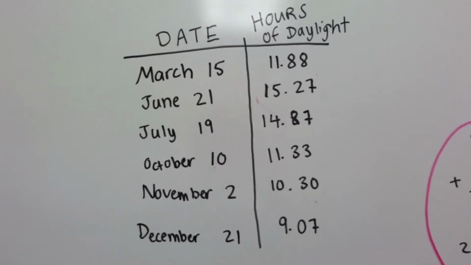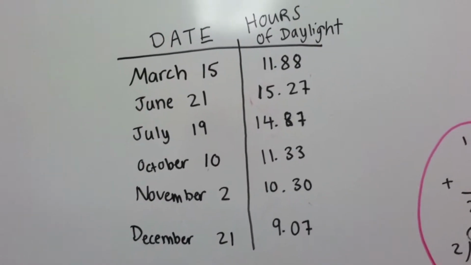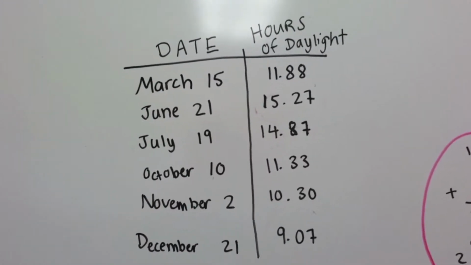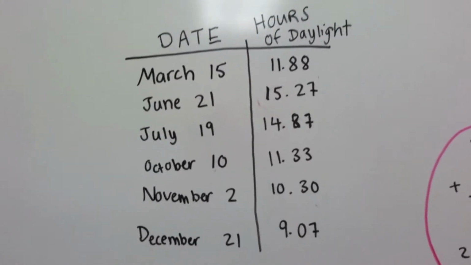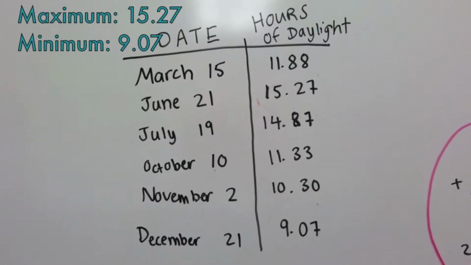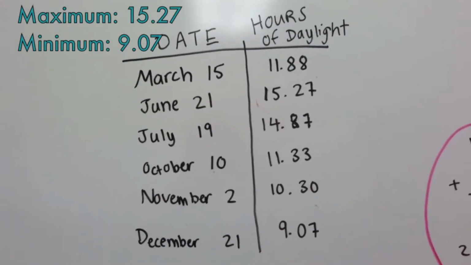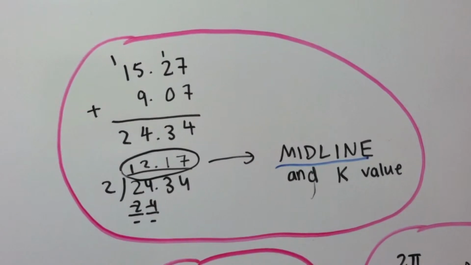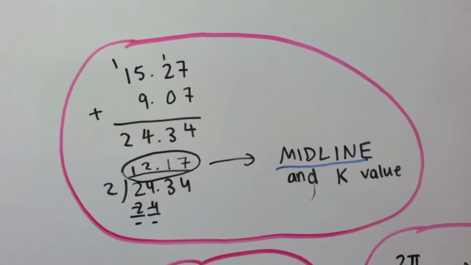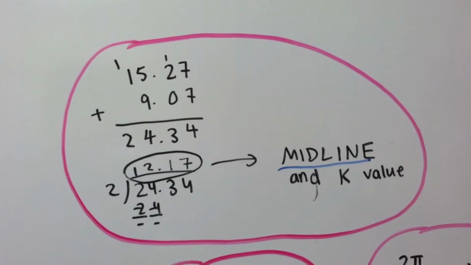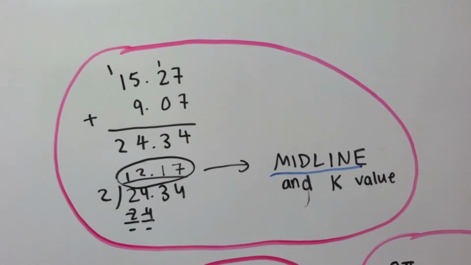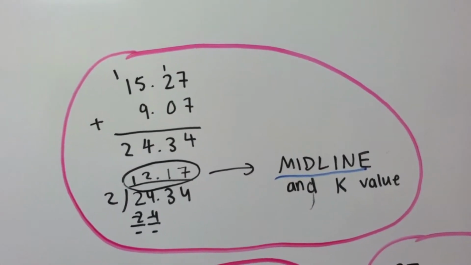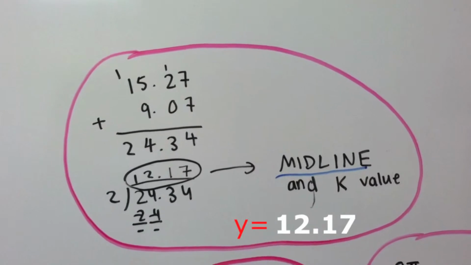the parameters. Looking at the data, we see that the most amount of daylight during the year is 15.27 hours, and the shortest amount of daylight is 9.07 hours. The values 9.07 and 15.27 represent the minimum and maximum amount of hours of daylight per day during the year. By averaging the maximum and minimum values, we get 12.17, which represents the average amount of hours of daylight. This value of 12.17 also gives us the k-value or midline, y equals 12.17.